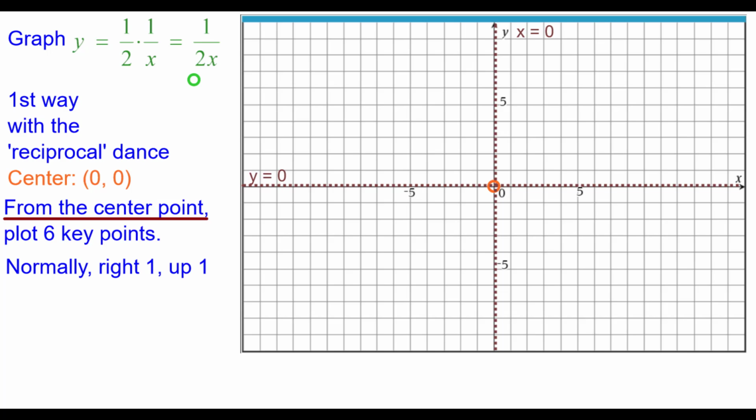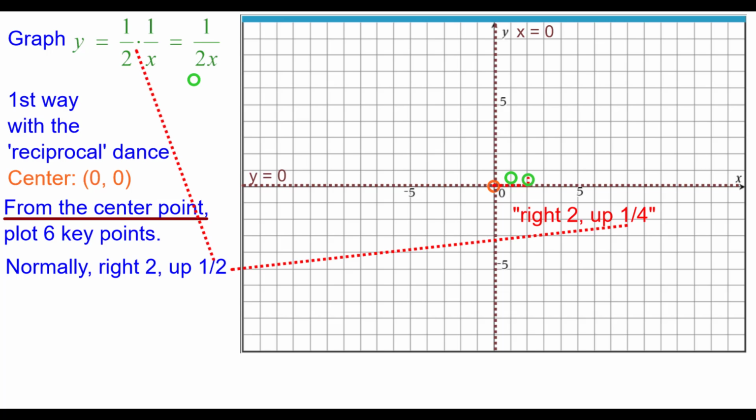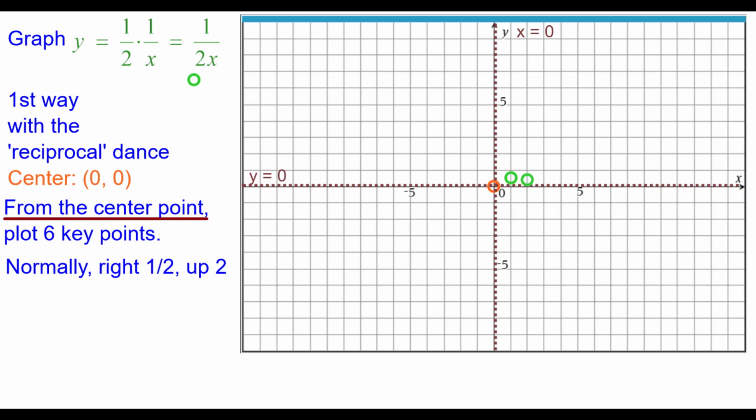Normally we go right 1, up 1 on the 1 over x graph, but here we're going to go right 1, up 1/2 because of that multiplying by 1/2. Normally right 2, up 1/2, but in this case it's going to be right 2, up 1/4, because we have to take that factor of 1/2 into consideration. And normally right 1/2, up 2, and in this case will be right 1/2, up 1.